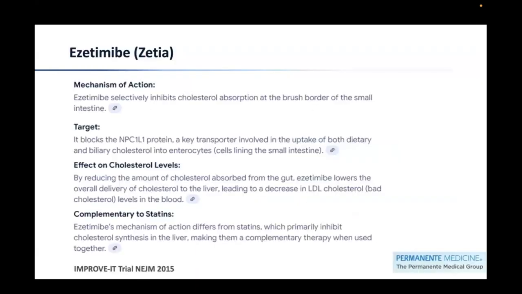I don't want to go into too much, but I want to be comprehensive at the same time. For Zetia, there was the IMPROVE-IT trial, 2015. The results were not very strong, but now that it's cheaper and a combination medicine, we should be doing it. It's absorbed from the gut, so it's different from statins. So it's a complementary thing. The next slide.